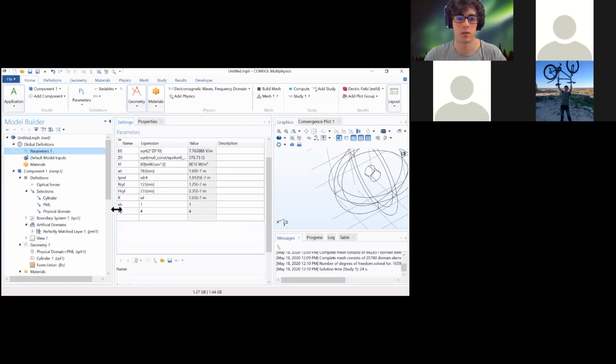One second. So we just defined a variable k0 for the wave number.